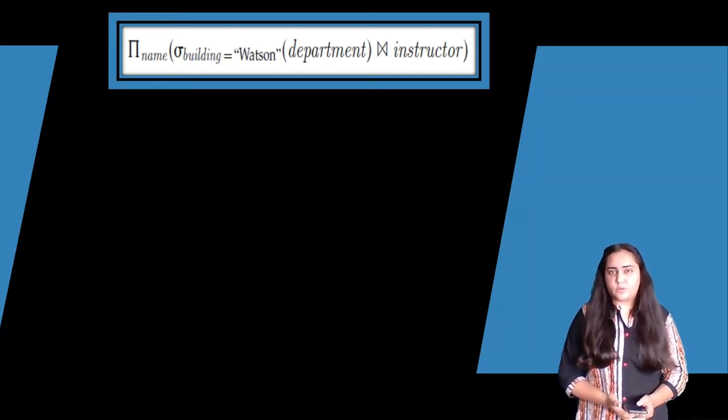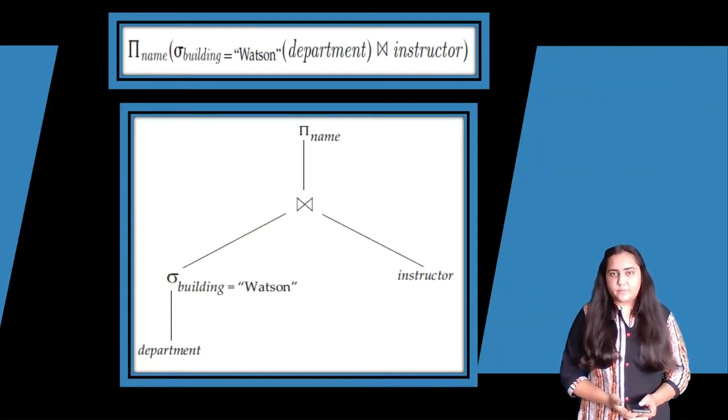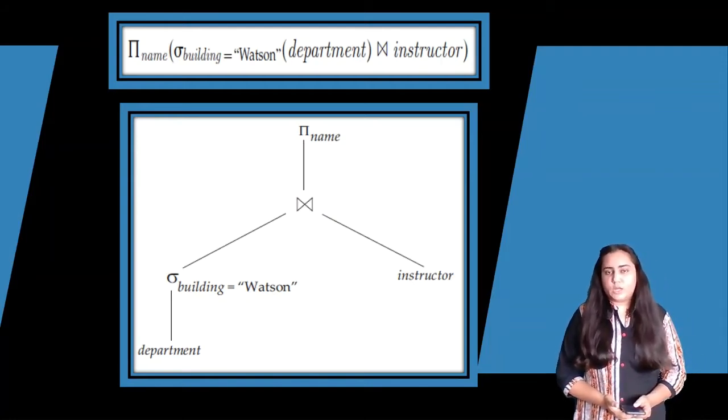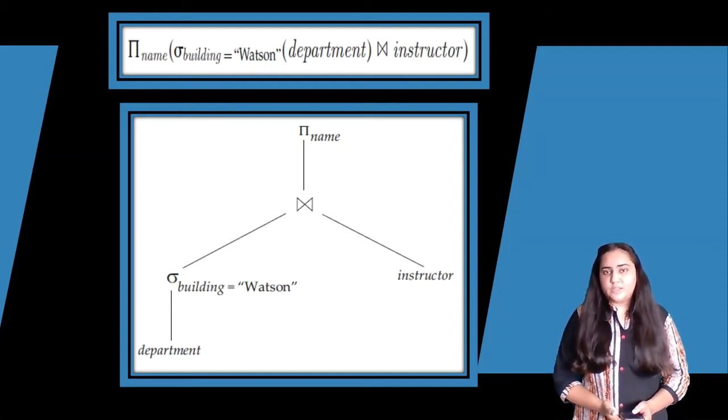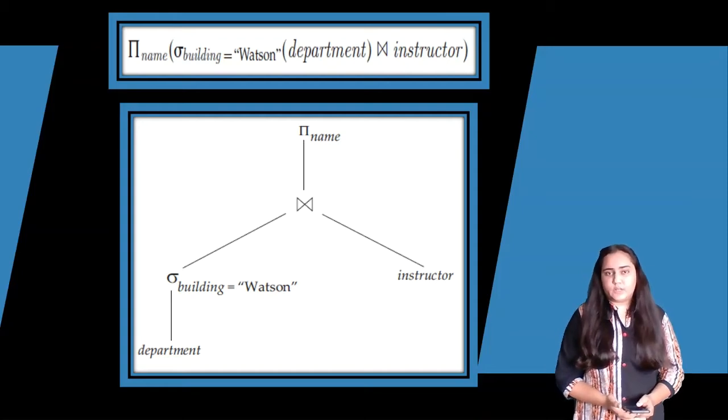So if this is the type of query you want, you can convert it into an operator tree in this manner. You can see in the bottommost part, we have department, to which I have applied the sigma operation and taken out all departments that belong to the building Watson. And then the join is taken between the result of all departments belonging to Watson building and all instructors. Once the natural join is taken, then the projection by name operator is used, which will help us to get only the name column.